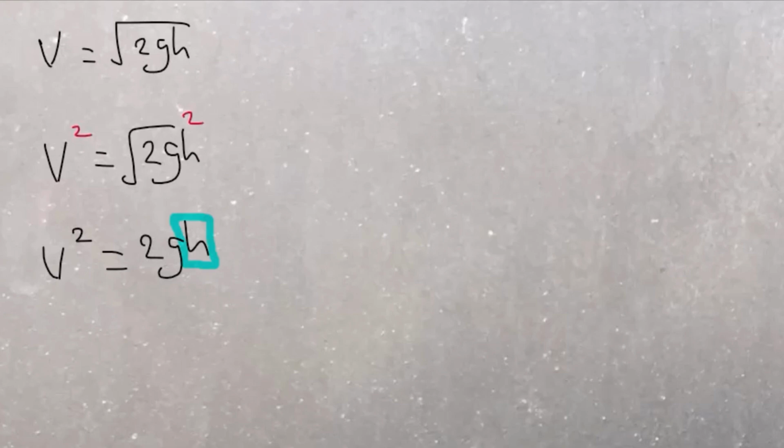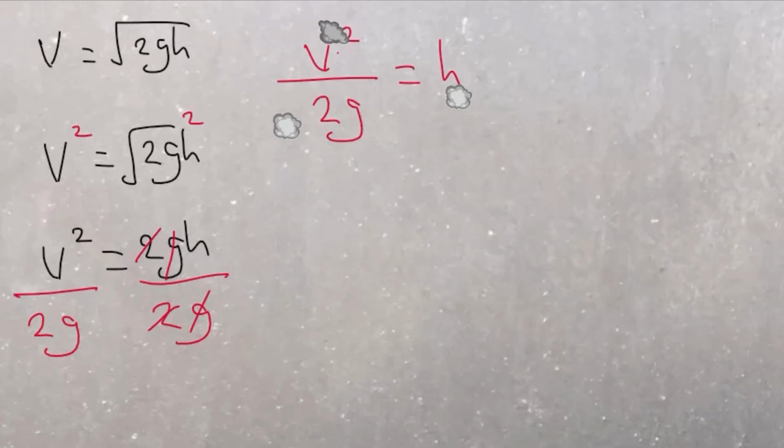In order to make h to stand alone, we have to divide both sides by 2g. 2 will cancel 2 and g will cancel g. Then we have this. Then we flip it to the other side, and that's our final answer.